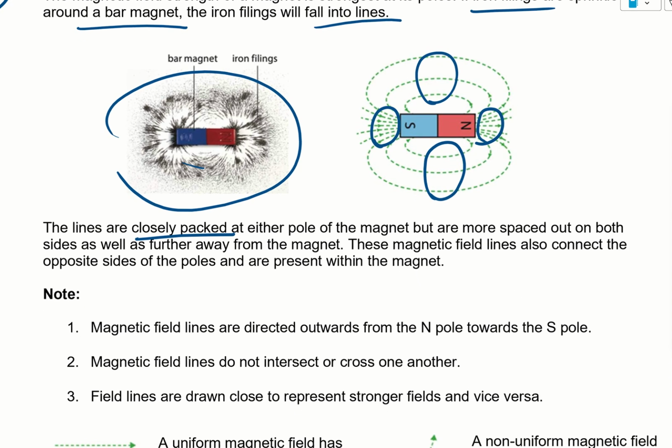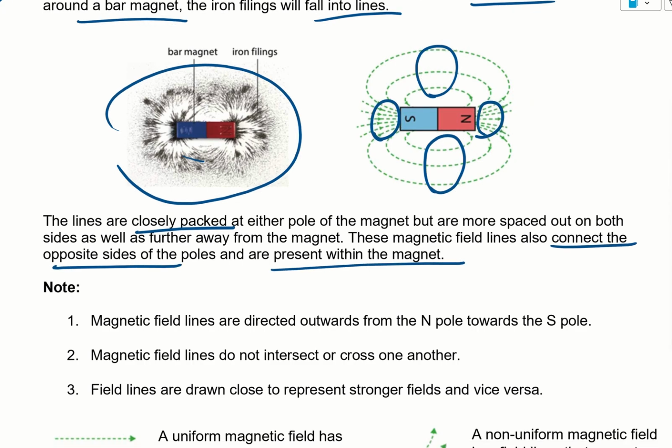They also connect the opposite poles and are present within the magnet. So within the magnet, there are also field lines, but they are not visible. You see, they just continue like that.